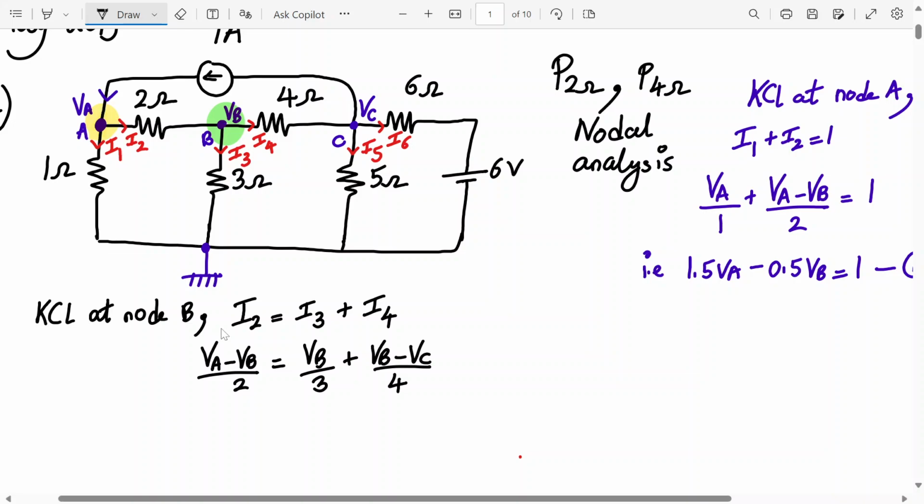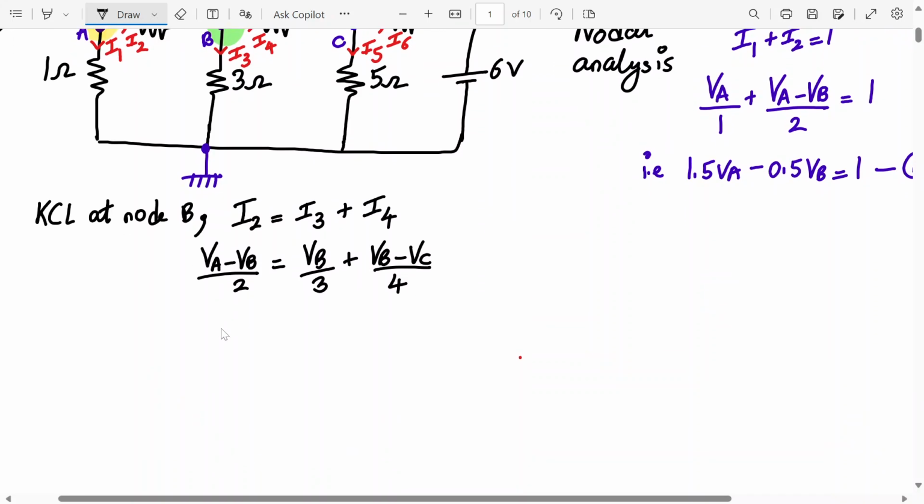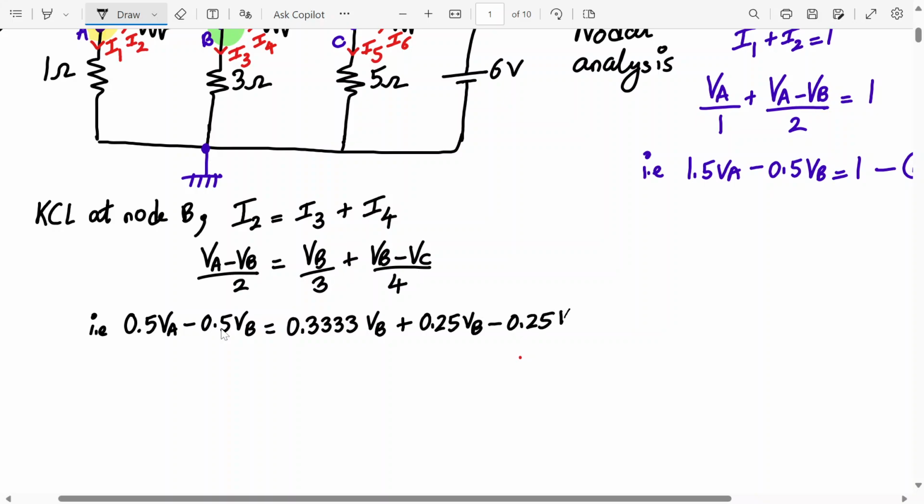Now we need to simplify this. Don't take the LCM, directly we'll solve this. See how I am solving it. Very calmly you have to do these numericals. 0.5 VA minus 0.5 VB is equal to, what is 1 by 3? 0.333, never ending 3, VB. 1 by 4 is 0.25 VB minus 0.25 VC.